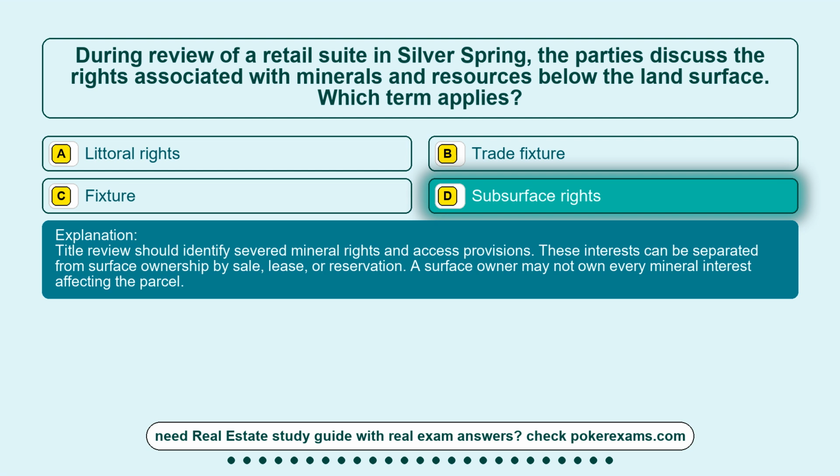Title review should identify severed mineral rights and access provisions. These interests can be separated from surface ownership by sale, lease, or reservation. A surface owner may not own every mineral interest affecting the parcel.